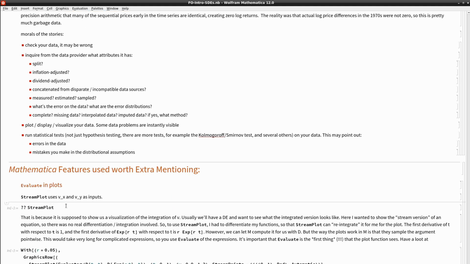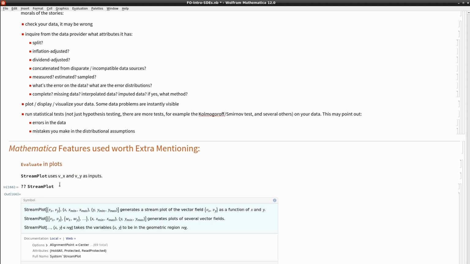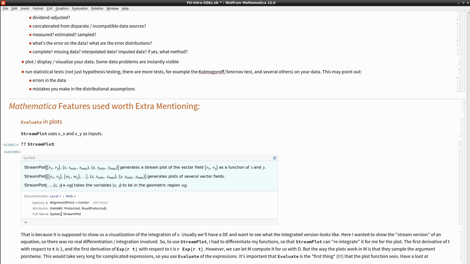If you look closer at StreamPlot, we see that it uses Vx and Vy as inputs. So that's V with the first derivative with respect to x, and V with the first derivative with respect to y. We see that here in the documentation. This gives us the signatures that we have for StreamPlot: we have Vx and Vy, and this gives us a StreamPlot of the vector field Vx, Vy of a function of x and y.